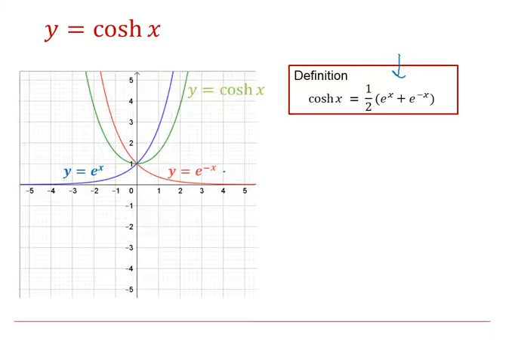Although it looks slightly parabolic, it is not a parabolic curve. If we look at the values of x, its limits, as x tends to infinity, we can see from the graph that cosh x will also tend to infinity, and as x tends to minus infinity, cosh x will tend to infinity as well. In fact, cosh x is symmetrical in the y-axis.